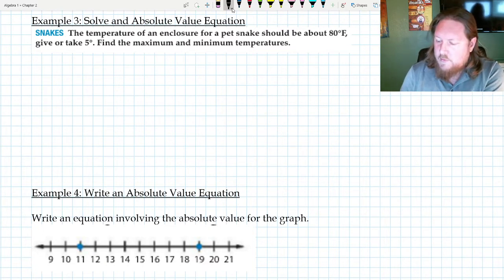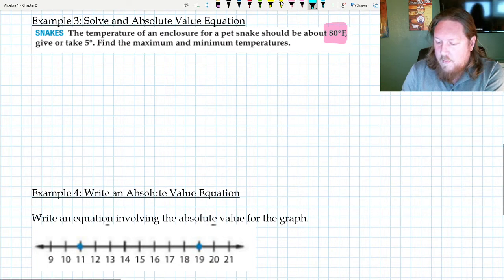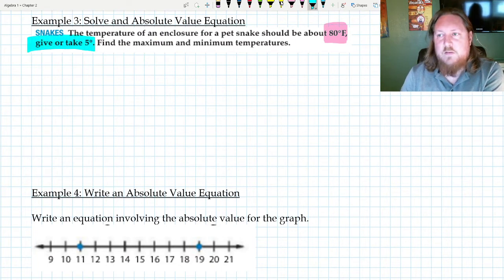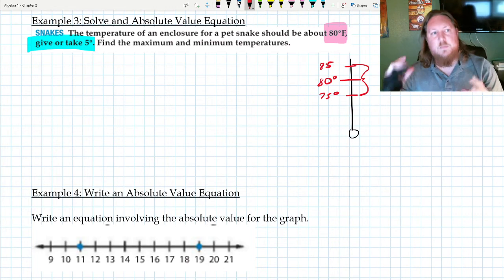degrees. So it's giving you two pieces. It's kind of giving you what it should be, but it's okay if it's off by 5 degrees. So basically the idea here is you got some thermometer, right? And it says 80 degrees is the ideal. But it could be a little bit warmer than that. It could be 5 degrees warmer, which would be 85, and 5 degrees cooler, which would be 75 degrees. So this whole range here is the acceptable range for the snake.